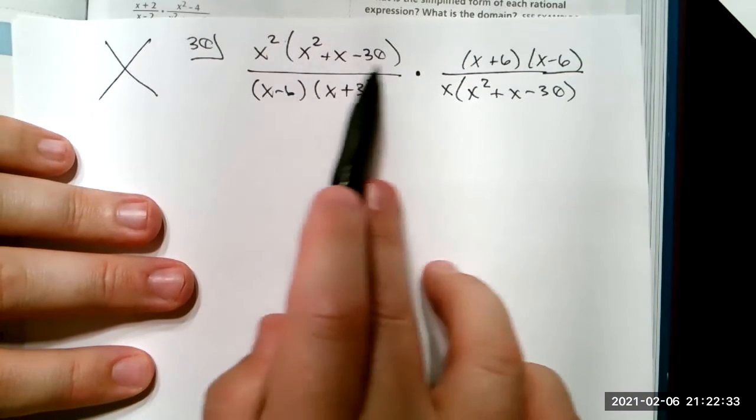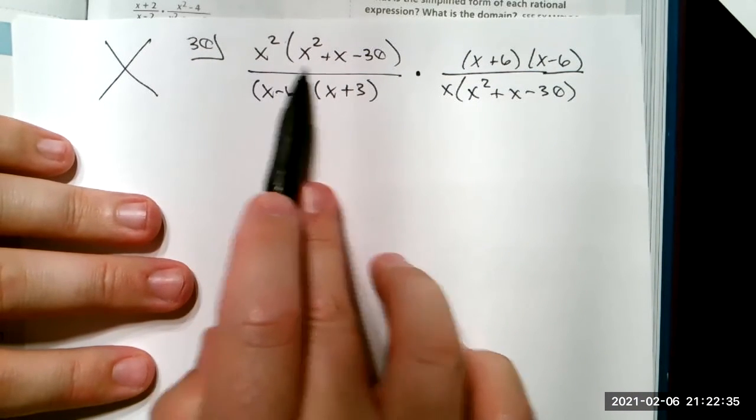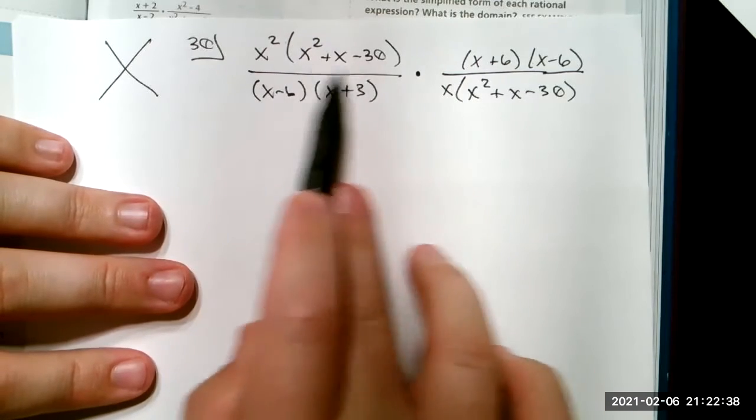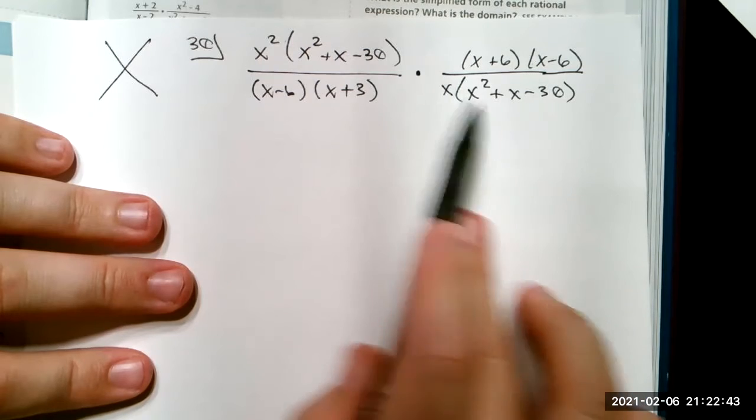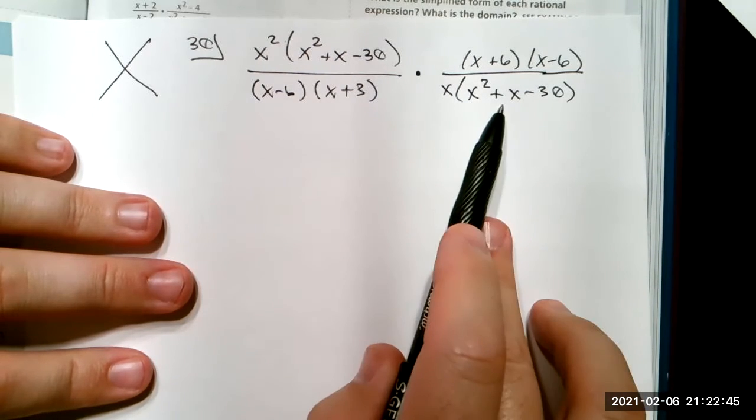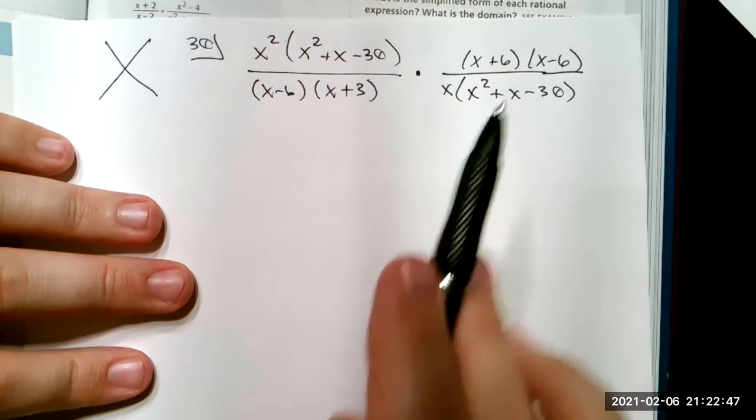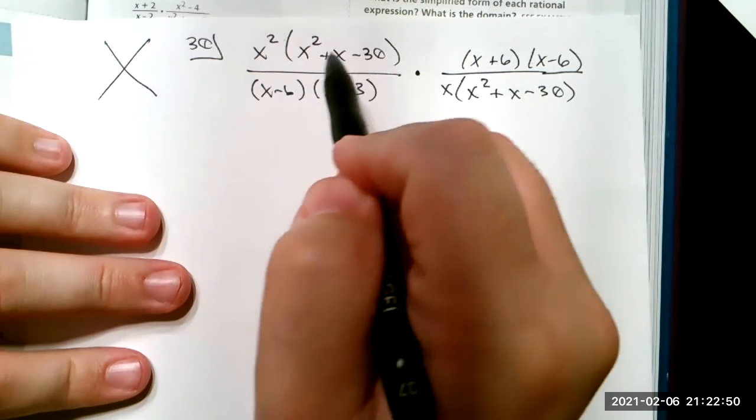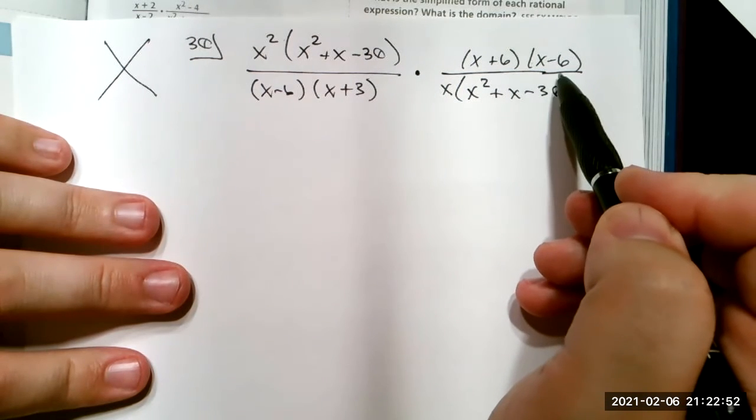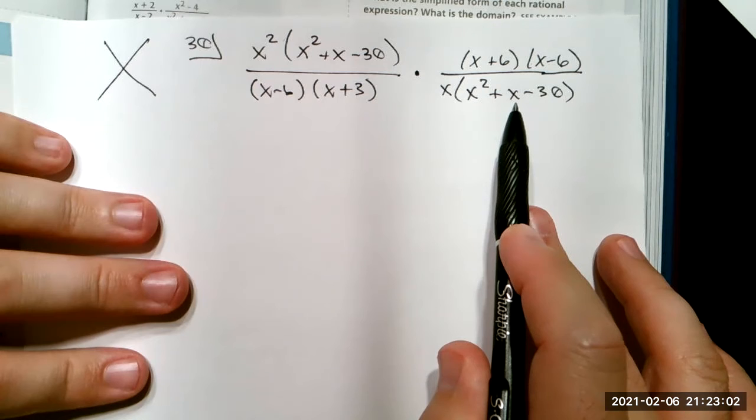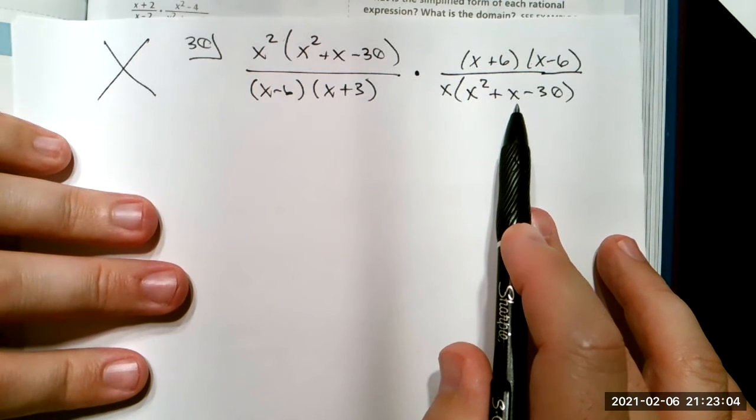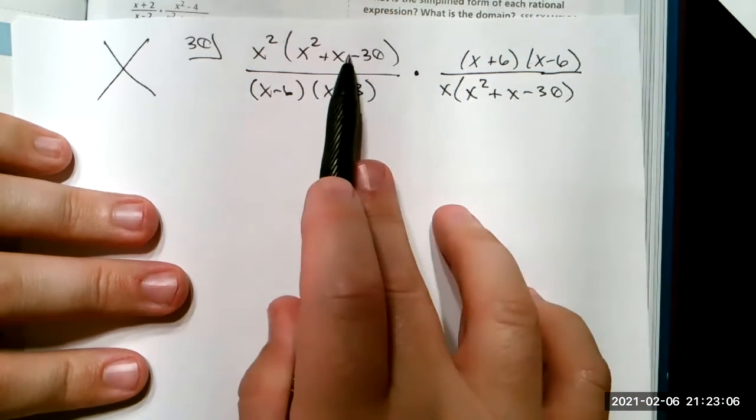But take a look. This set of parentheses, this is x squared times x squared plus x minus 30. This is x times x squared plus x minus 30. Those two sets of parentheses are exactly the same. Okay, so you could just cancel those out right at the beginning. The only reason I'm not going to, I'm going to go ahead and factor it, is because in the end, when you need to put those domain restrictions on, you're going to have to factor that out anyways to figure out what those values are. But just to emphasize that, you could factor those out right now.